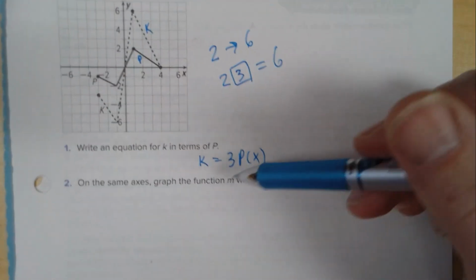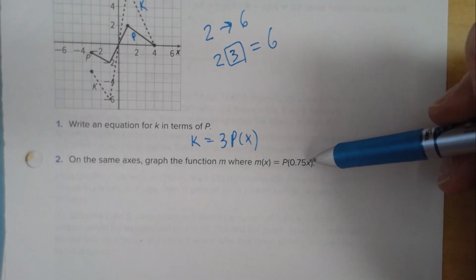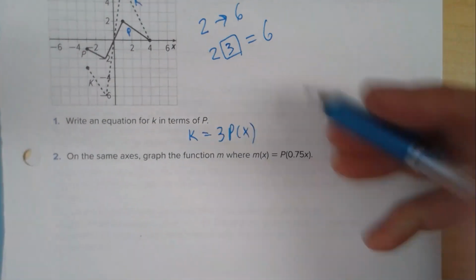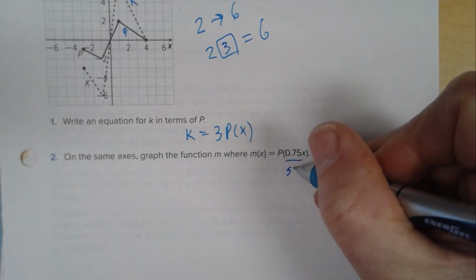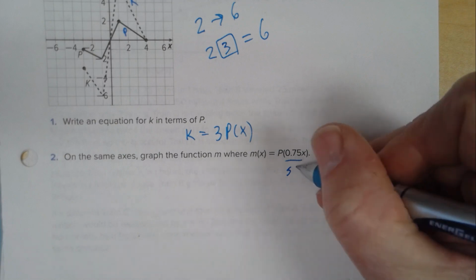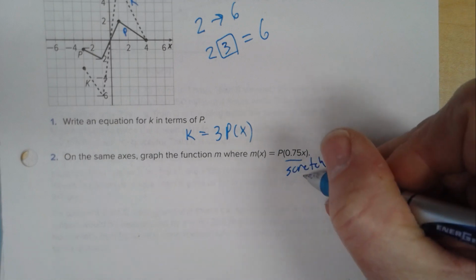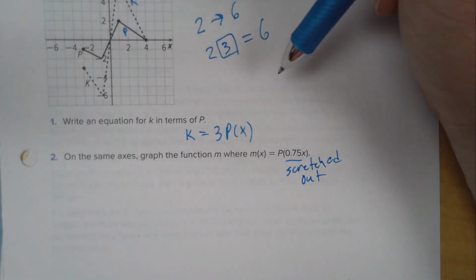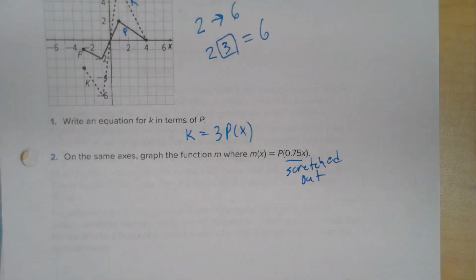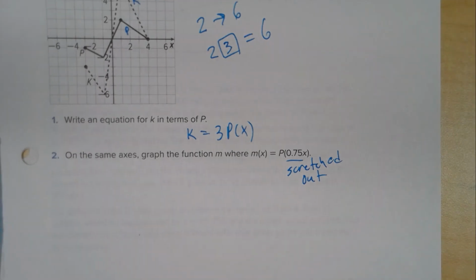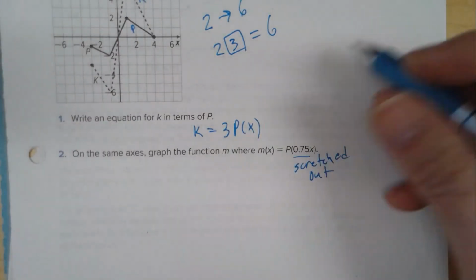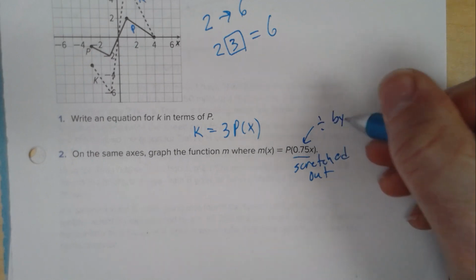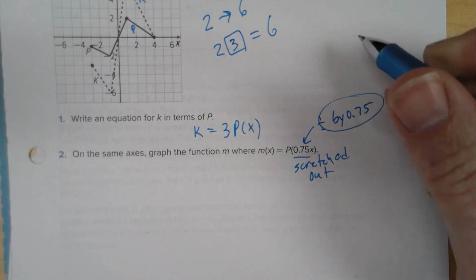Now on the same axis, graph the function, which is 0.75. So 0.75 is going to spread it out. So it's going to be stretched out. Okay, it's going to be stretched out. So we're going to make it be multiplied out that way. So in order to stretch this out, what we're going to do is we're going to take the points and we're going to divide them. We're going to divide by 0.75, and that'll stretch them out the right amount.